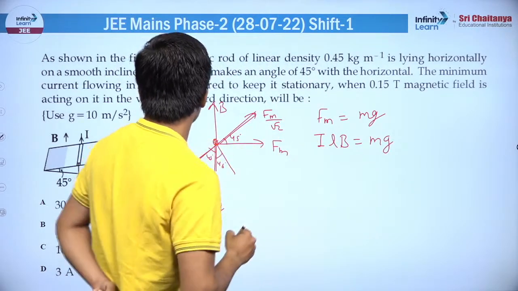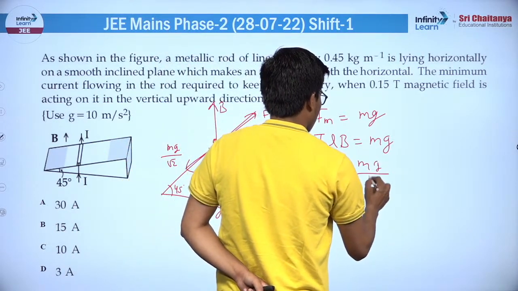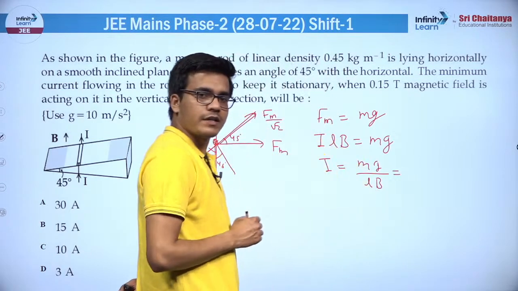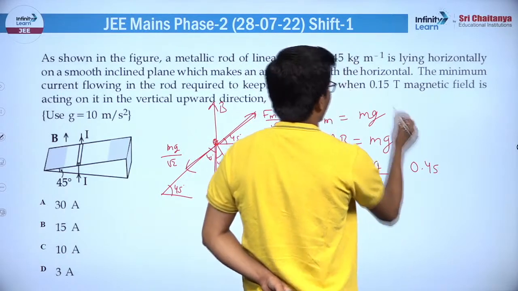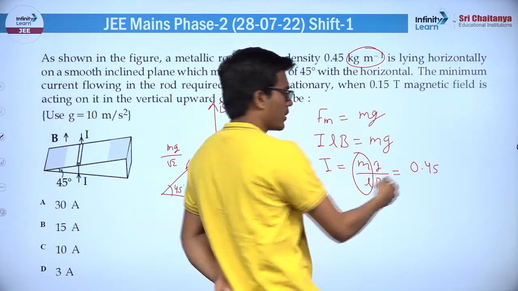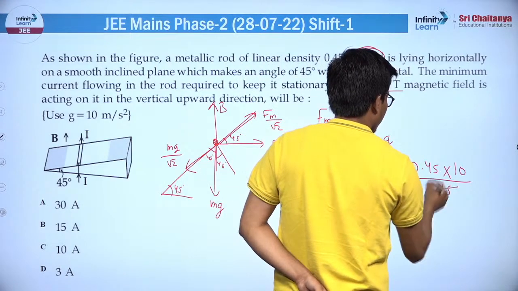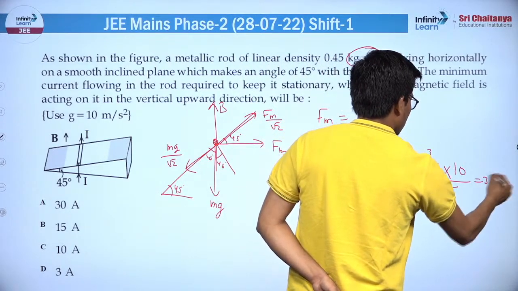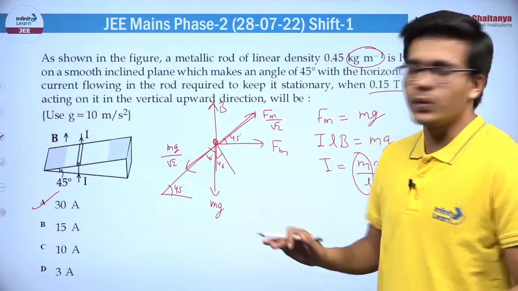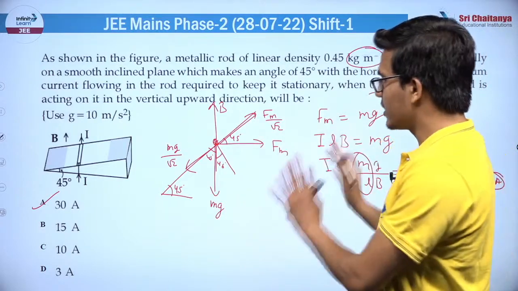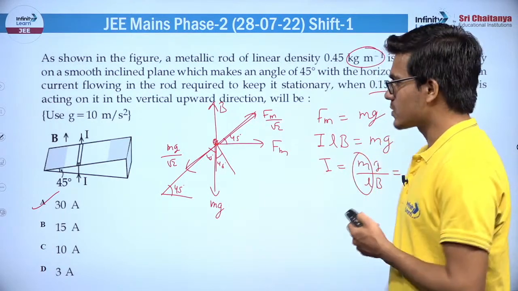We have to find the minimum current flowing, so that is mg by L into B. Okay, so m by L is already given to you as 0.5, not mass directly, it is mass per unit length, that's what we want, right? G is 10 and B is 0.15, so current should be 30 ampere, right? That is in A option. So this was a question which we generally do whenever we read this chapter, we do this question a lot. You will have this question in your coaching material or sheets also.